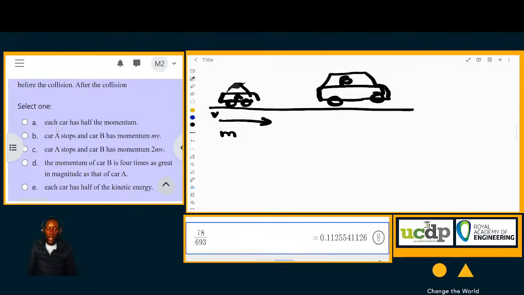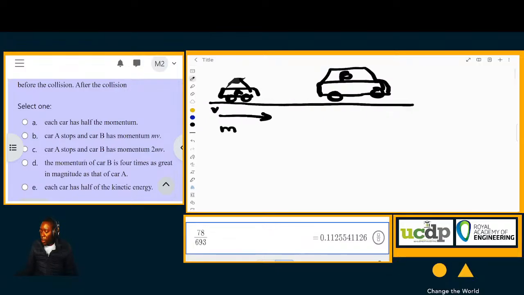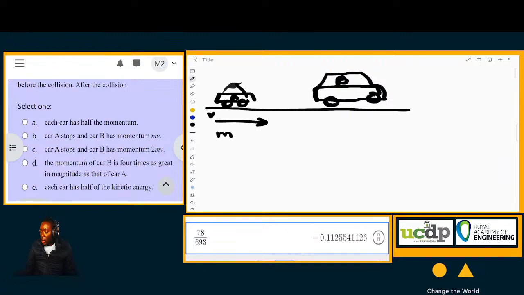So the options there: each car has half the momentum. We need to ascertain that; we need to get a basis for that reasoning. Or car A stops and car B has momentum mv. Or car A stops and car B has momentum 2mv. We need to check that. Or the momentum of car B is 4 times as great in magnitude as that of car A, or each car has half of the kinetic energy. So knowing that this is an elastic collision, the characteristics of an elastic collision will conserve both momentum and kinetic energy.